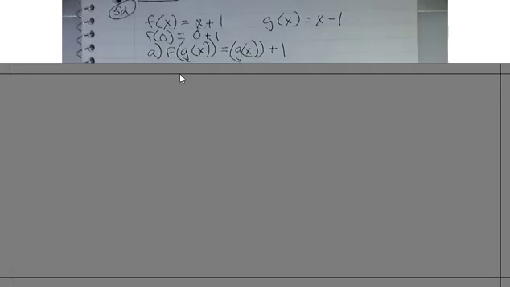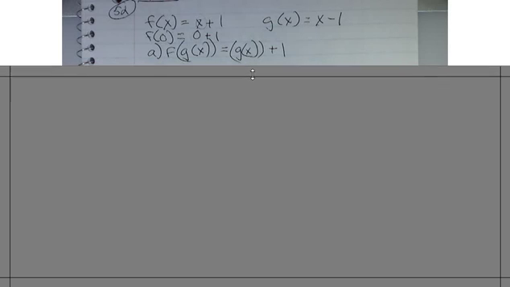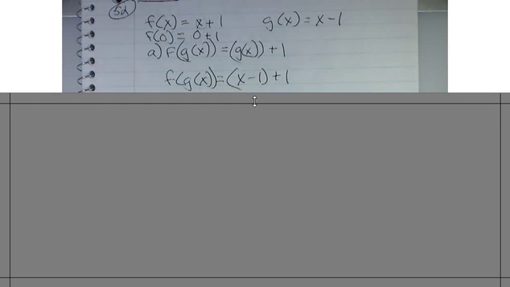So we do the same thing. f of x is x plus 1, but when they say f of g of x, instead of an x, I'm going to plug in a g of x. Does that make sense? So now g of x is actually x minus 1. So on the next line, I'm going to plug in x minus 1 where the x was. Does that make sense? Yeah. All right.